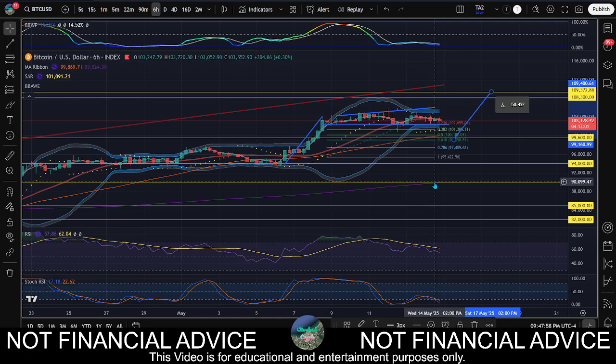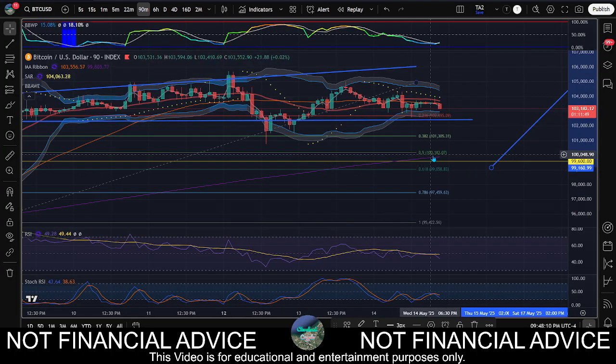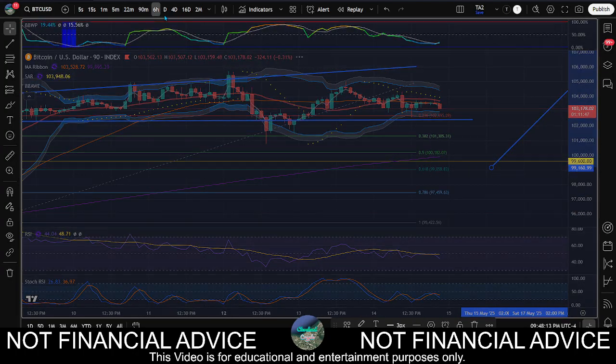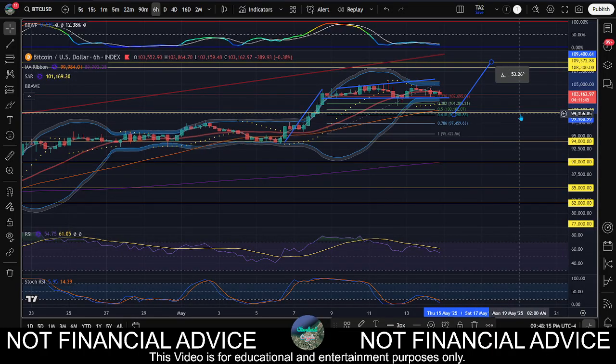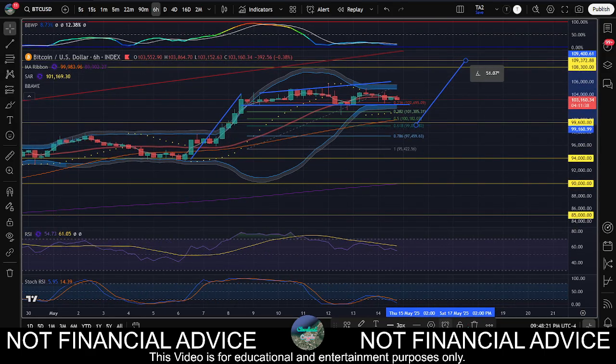Where's the 200? We're still over the 200 on the 6 hour chart though. So I'm still remaining bullish, still looking for these upside moves to happen until we get under the 200 on the 6 hour and the 90 minute for that matter. We're still over the 200 on the 90 minute as well. Until we get under those two, I'm still remaining bullish in the medium range term scale of things. So there's the 6 hour chart.